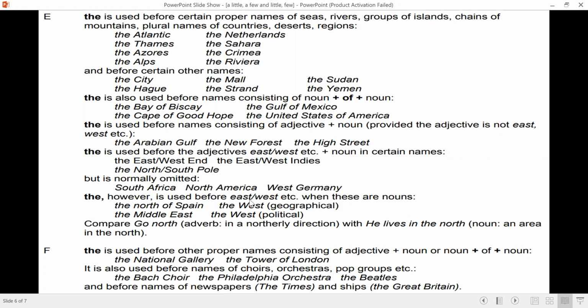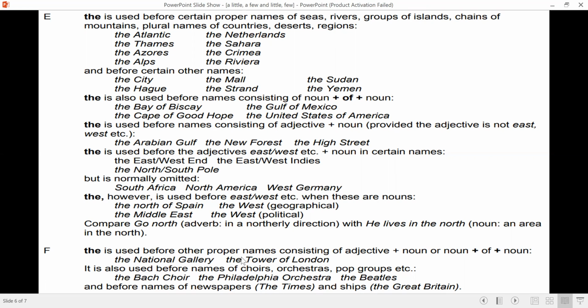when these are nouns. When east and west are used as nouns, the can be used before them. The west, the north of Spain. Here, this north is a noun. The Middle East, etc. And here, east is a noun. Compare go north, adverb, in the northerly direction, with he lives in the north. So he lives in the north. In this, north is an area, and north is a noun here, right?